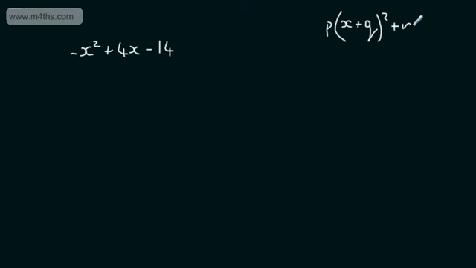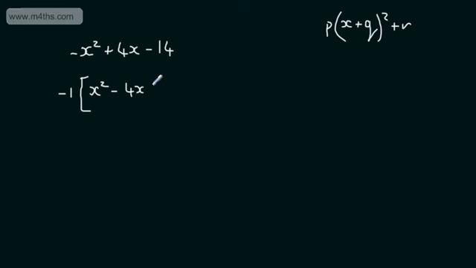When we're completing the square, we need to ensure that the coefficient in front of the x squared term is just 1. So what we want then is the following. We want to factor out minus 1 from this. So what I'm going to do is take out minus 1. I'm going to open up square brackets, and I'm going to have x squared minus 4x.